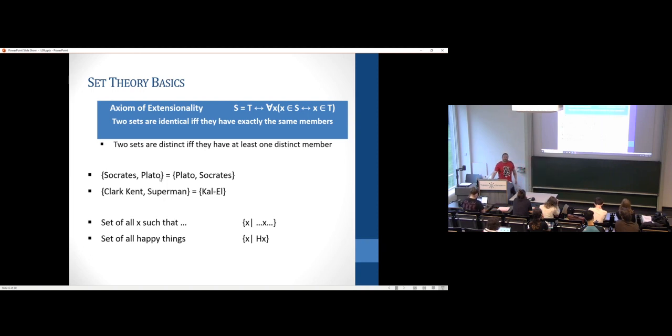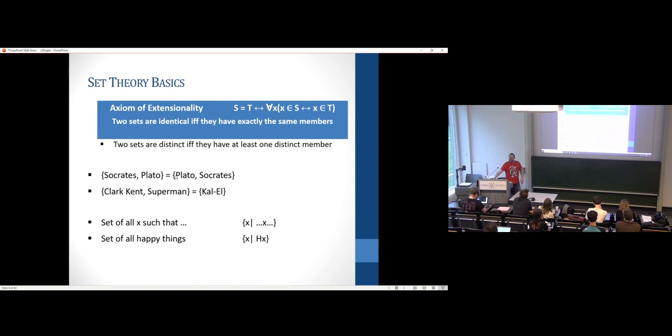One thing, order of presentation doesn't matter. These two sets are the same. The set with Socrates and Plato as members is identical to the set with Plato and Socrates as members. Again, you can think about it as basically just a bucket. We don't care how you packed the bucket, we only care what's in it.